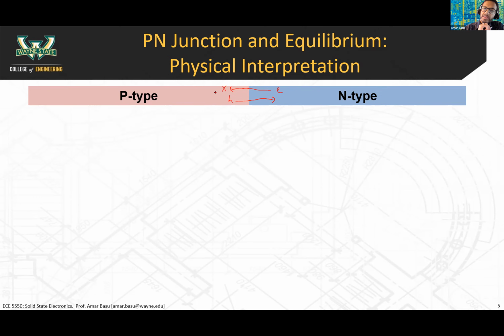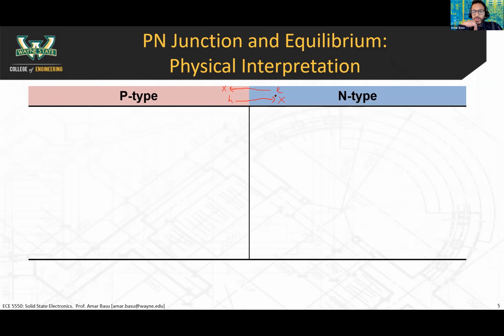This is a simplistic way of thinking about it. The holes similarly diffuse over to the n-type material and then they recombine. So the diffusion and recombination are key processes that are happening here, and as we'll see, drift also plays a role. Now let's peel back another layer and look into a little more detail of what's going on here.